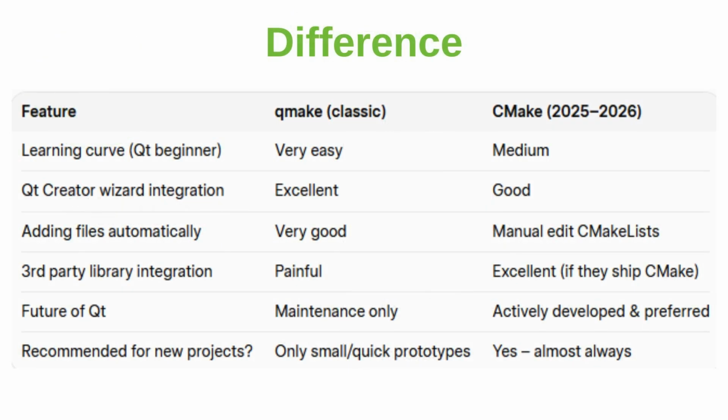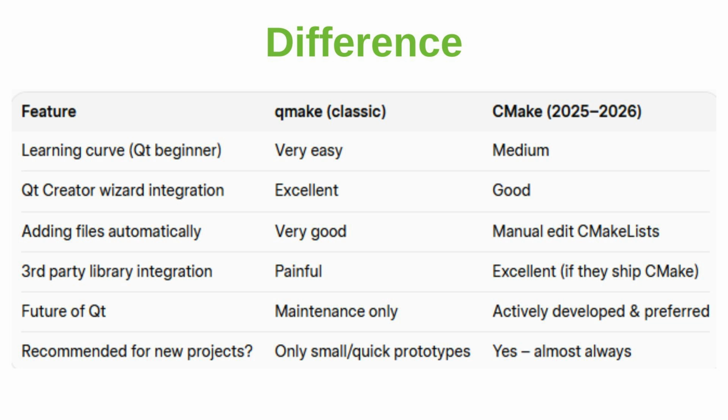Which is best? When comparing build systems in Qt, CMake is generally considered the best choice for modern development, while QMake is more suitable for simpler or older projects. CMake stands out because it is a powerful, cross-platform, and industry-standard tool that is not limited to Qt, allowing developers to manage large and complex projects with multiple modules, external libraries, and advanced configurations. It provides greater flexibility, better dependency management, and seamless integration with modern development tools and environments, making it ideal for professional and long-term projects.